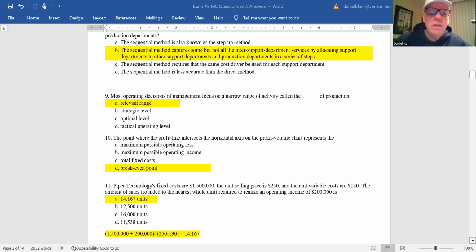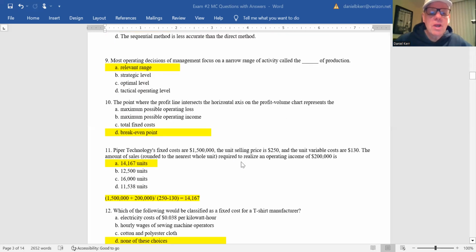Question 10, the point where the profit line intersects the horizontal axis on the cost volume profit, that is the break-even point. The point where the profit line intersects the horizontal axis on the profit chart. Remember, the profit volume chart has volume going up and profit as the vertical line. So that would be the break-even point.